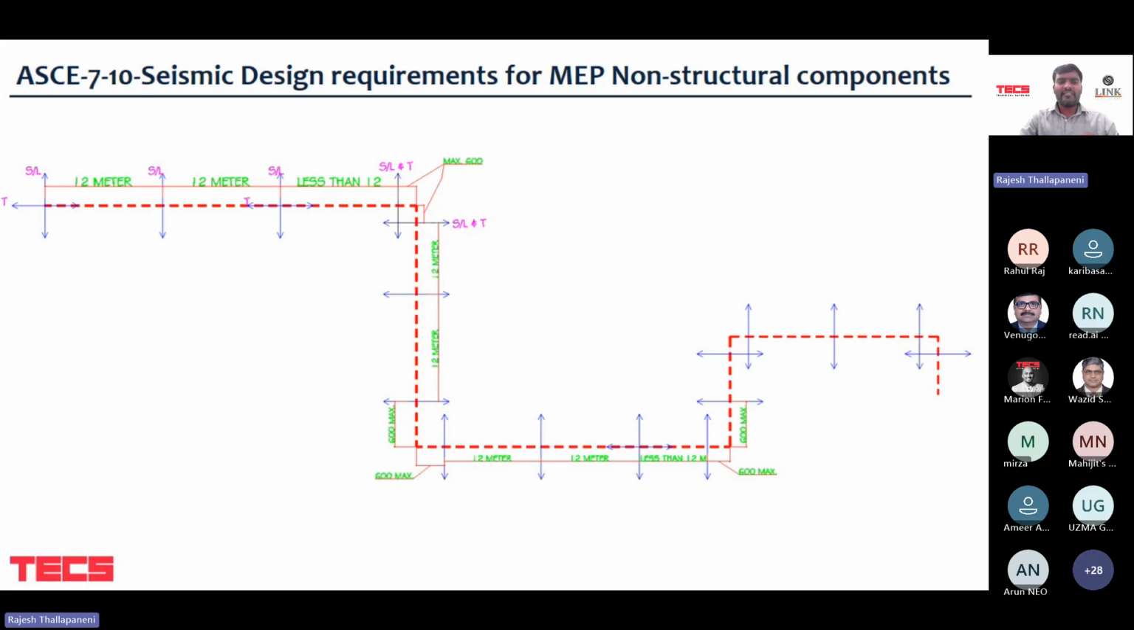And condition two is every elbow must be restrained or supported at 600 distance. So the distance between the supports in either direction must be 600 millimeters. What we are discussing here is 600 millimeters, so this must be 600 millimeters on either side of the elbow. So these are must-install supports when it comes to seismic for firefighting.